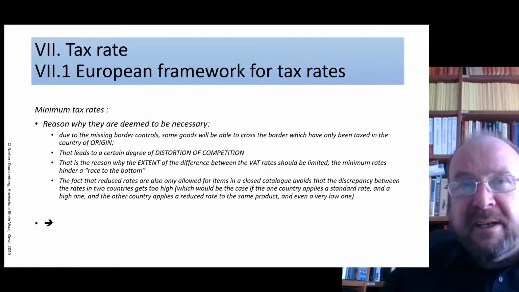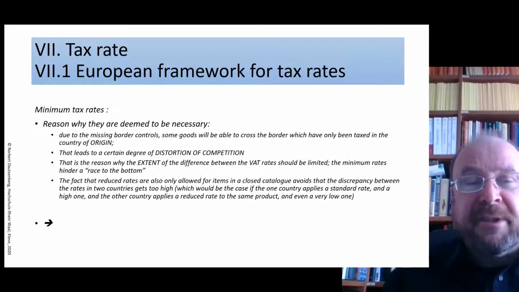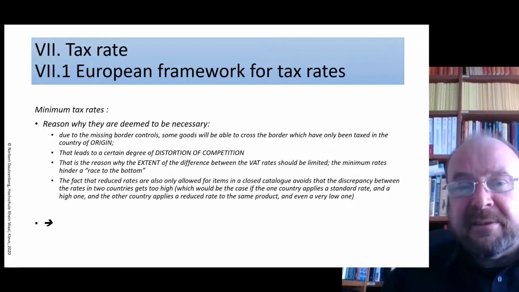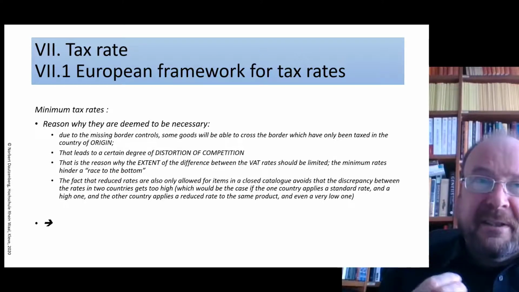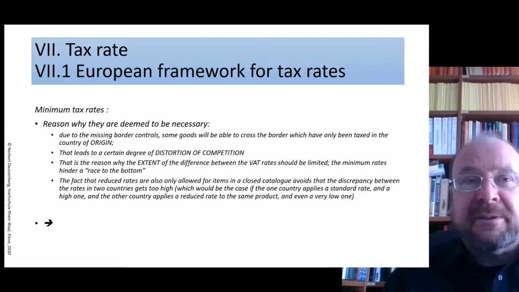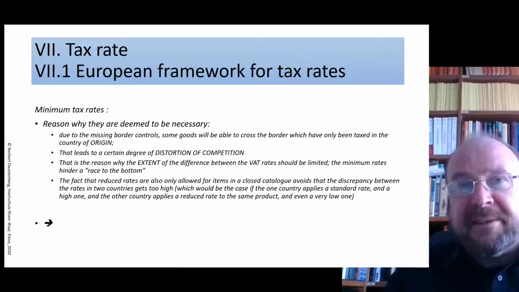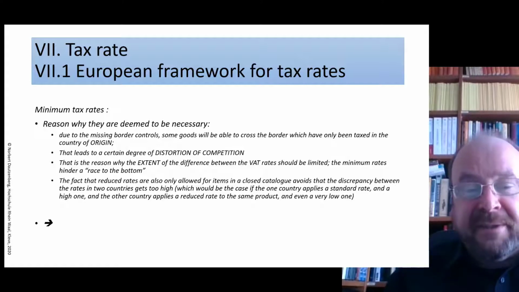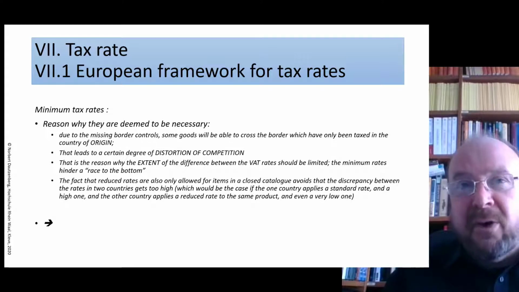Between the EU member states, we have no border controls anymore. So some goods are able to be transported across the border without being taxed in the country of destination. So they just enter the territory of a state taxed at the level of their state of origin. And now you can imagine if in the extreme case the state of origin practices a zero rate and the state where the goods are transported to applies a 25 or 27% rate. In that case, you would have an enormous distortion of competition.